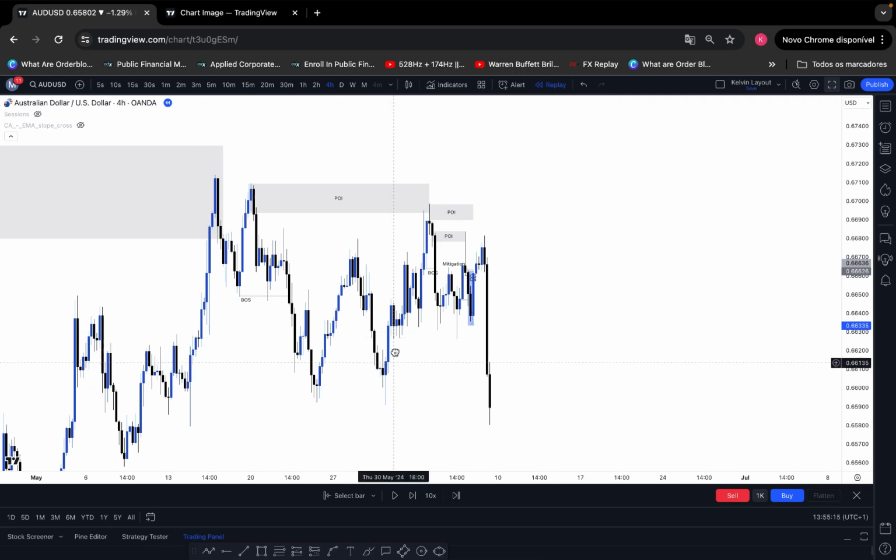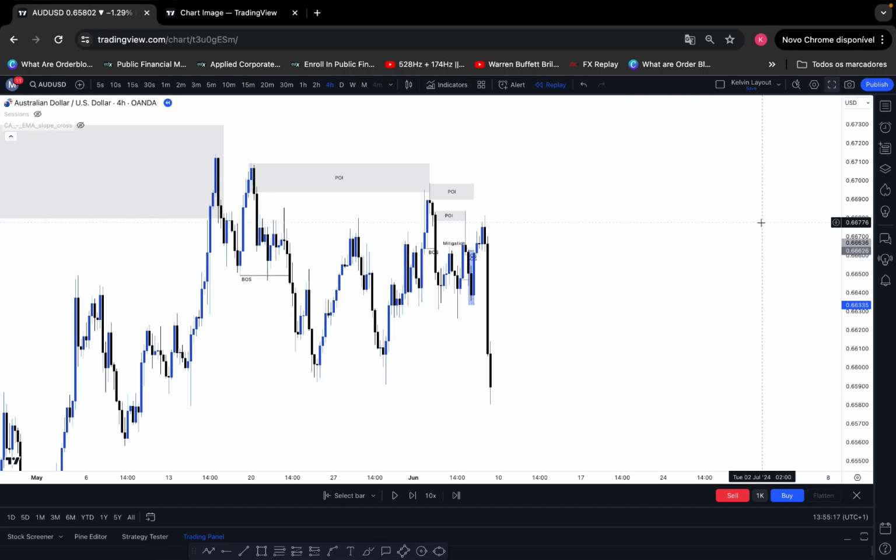Okay, so guys, I hope I made the point clear with this scalp. It's a very good system right there.